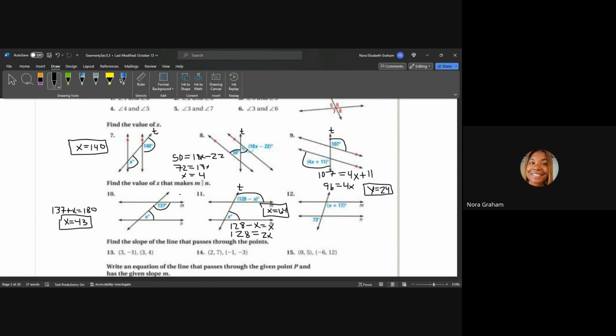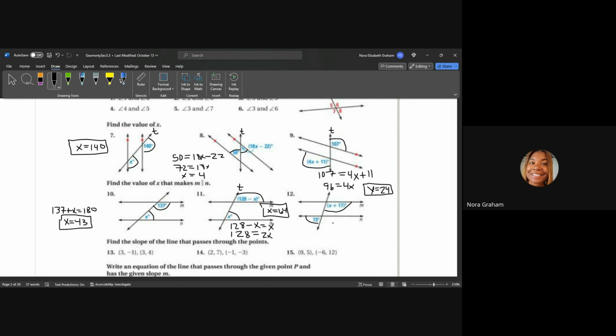Again, for M and N to be parallel, I need these two lines to be connected in some kind of way. If I look at these, I can't say they're alternate interior because the 73 degrees is outside of my two lines. I can't say they're alternate exterior because this one's inside and that one's outside. So it seems like they don't have a relationship. So I'm going to have to depend on something else.